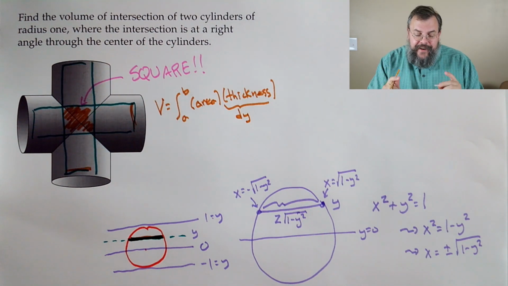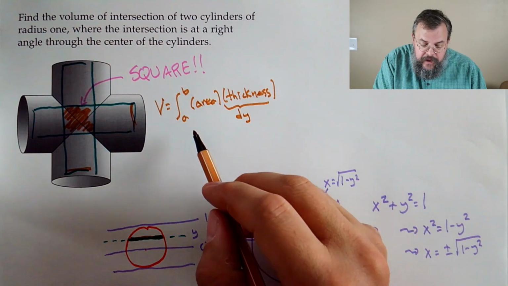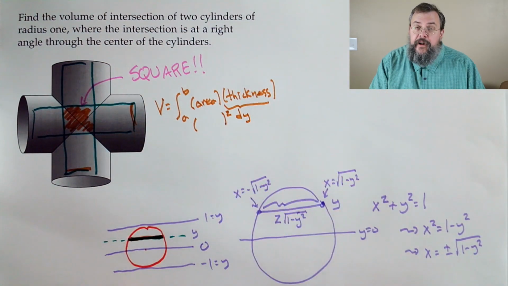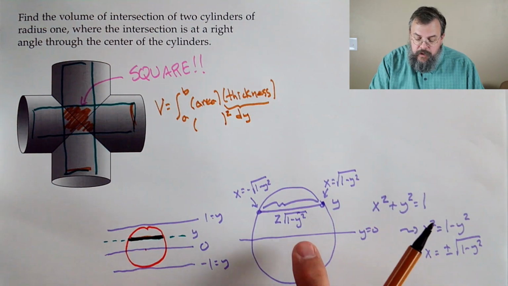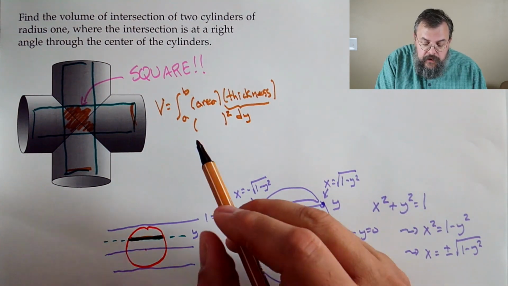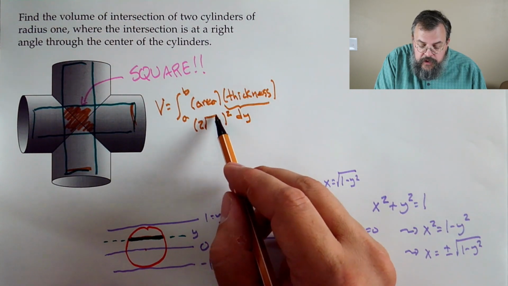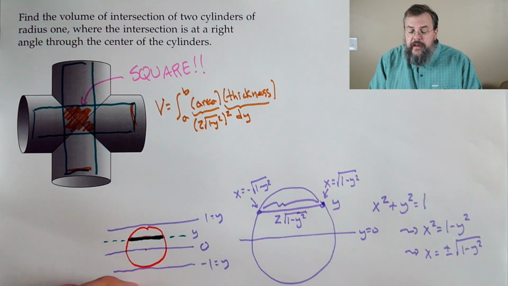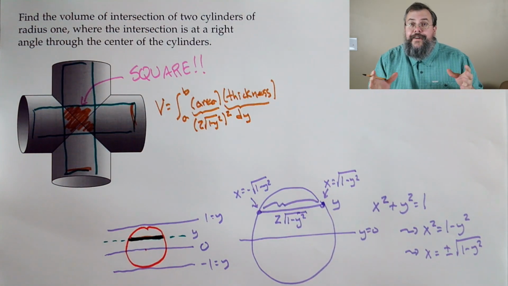Now, the area. We know it's a square, and so to find the area of a square you take the length of one side and you square it. Well, that's our length, 2 square root of 1 minus y squared. So 2 square root 1 minus y squared. All right, now we're almost there.